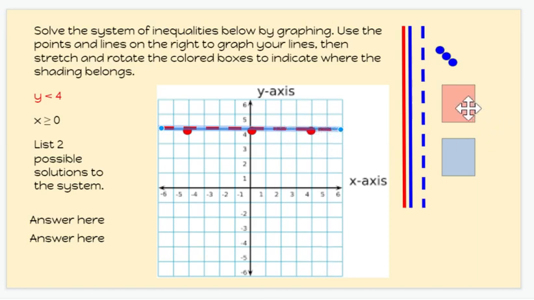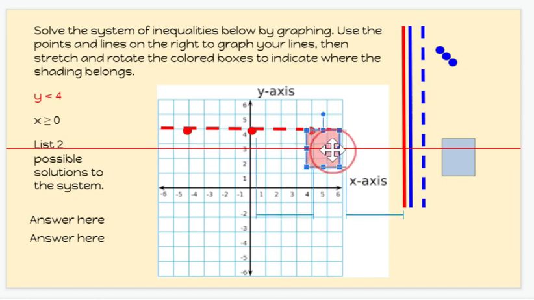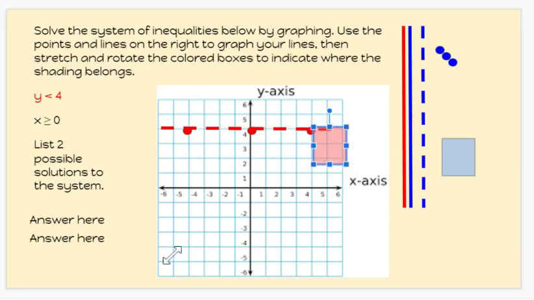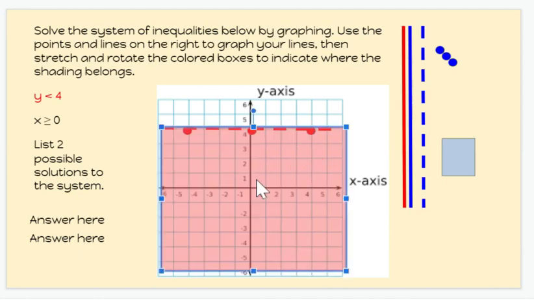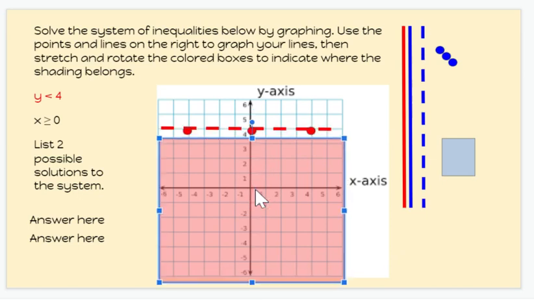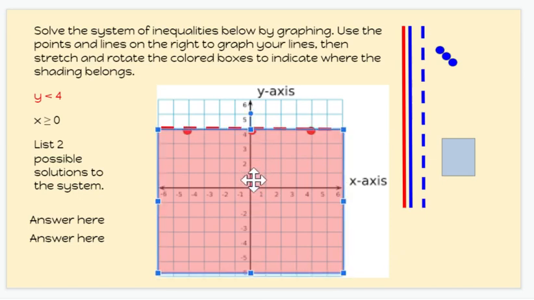And then we need to shade, so y is less than 4. Less than is below. Let me take my rectangle, and this is going to be an easy one for shading. Just want everything below that line. Okay, there we go. This shading continues forever, but I'm just going to keep it to the square that we have.